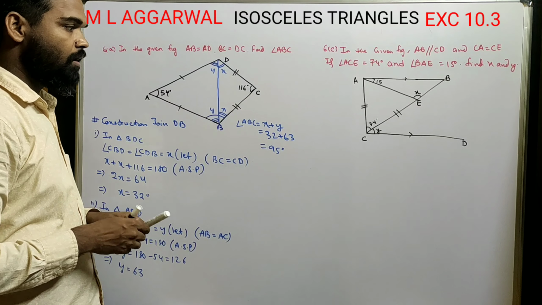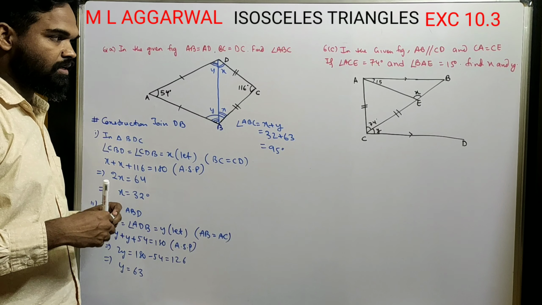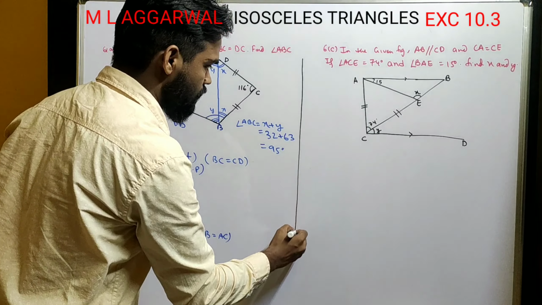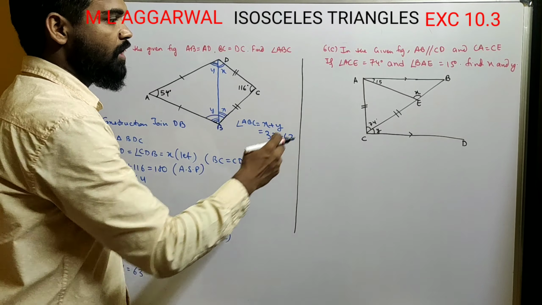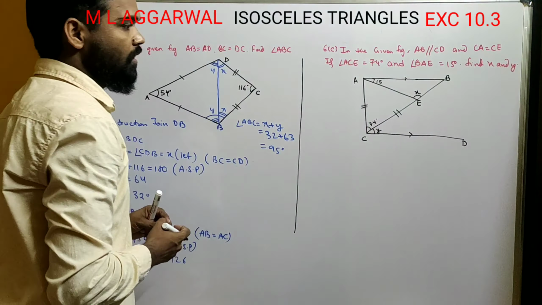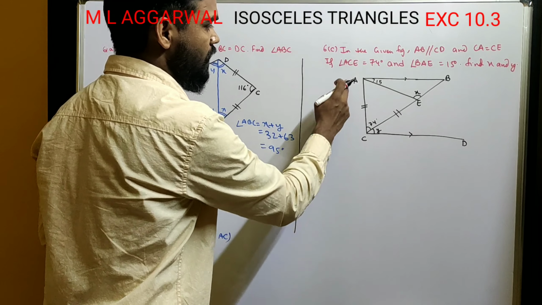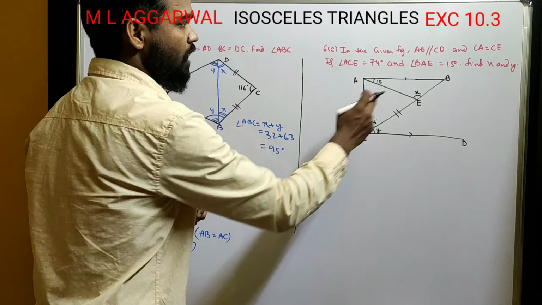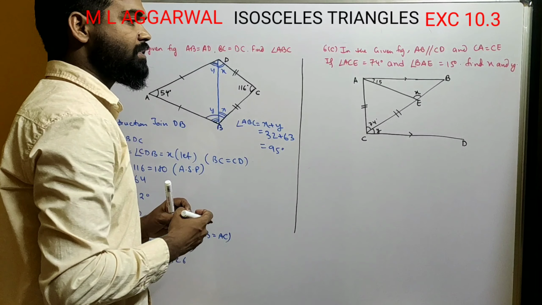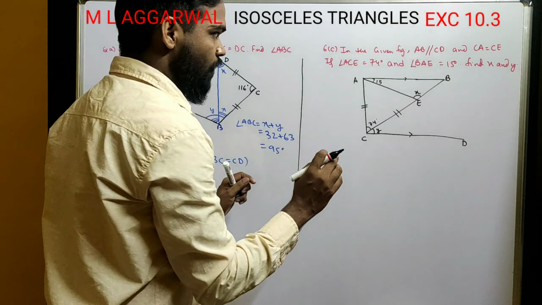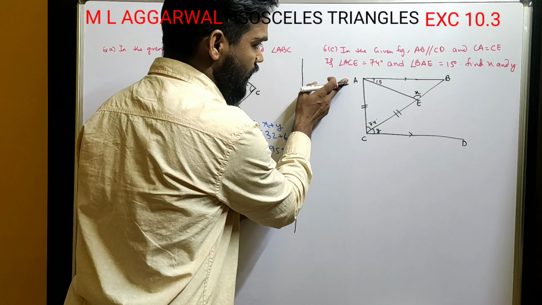Done. Now look at sum number 6, part C. Now over here what they have told. Look carefully. In the given figure, AB is parallel to CD and CA is equal to CE. If angle ACE is 74 and BAE is 15, find x and y. Very easy. First of all, look in the triangle ACE.